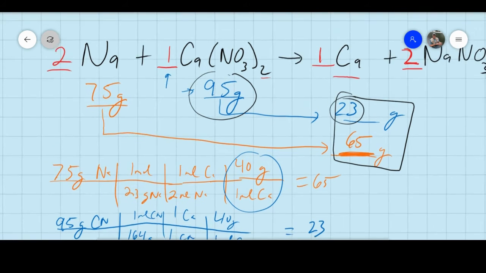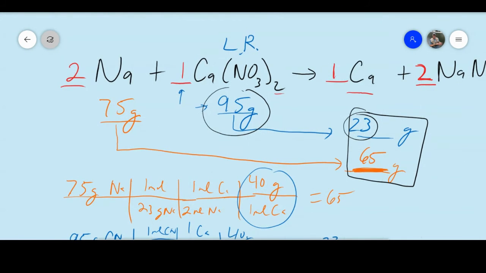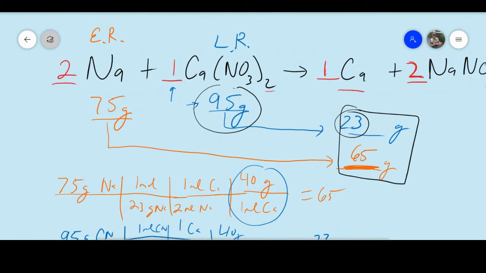So I'm going to write that here. Okay, calcium nitrate is our limiting reactant. And then we know also that whatever our limiting reactant is, the rest of the reactants are going to be in excess. There's going to be extra of those. So I can put excess reactant and just label that.